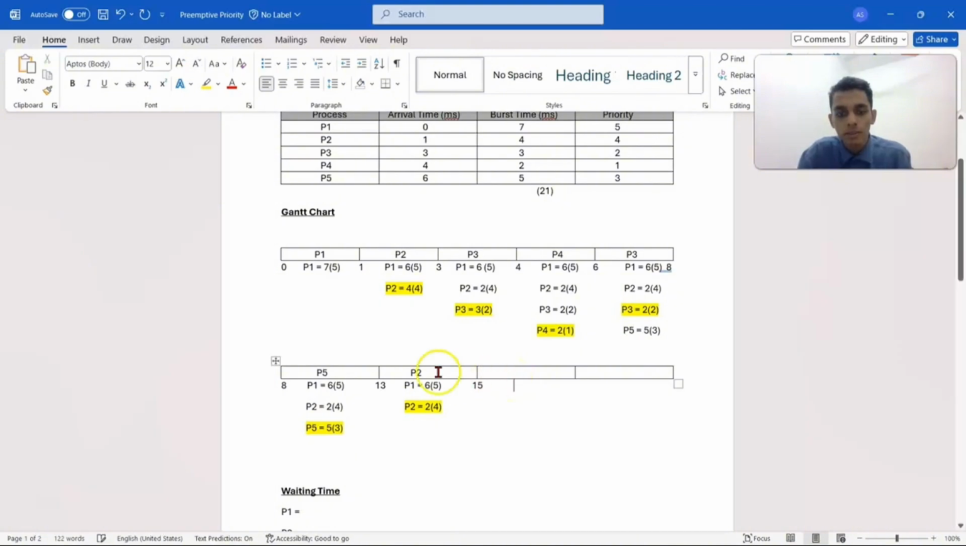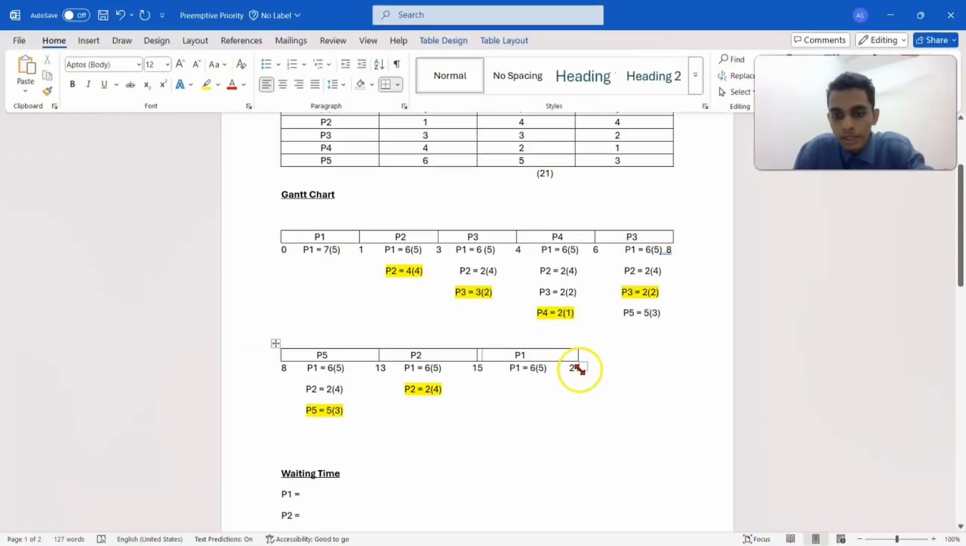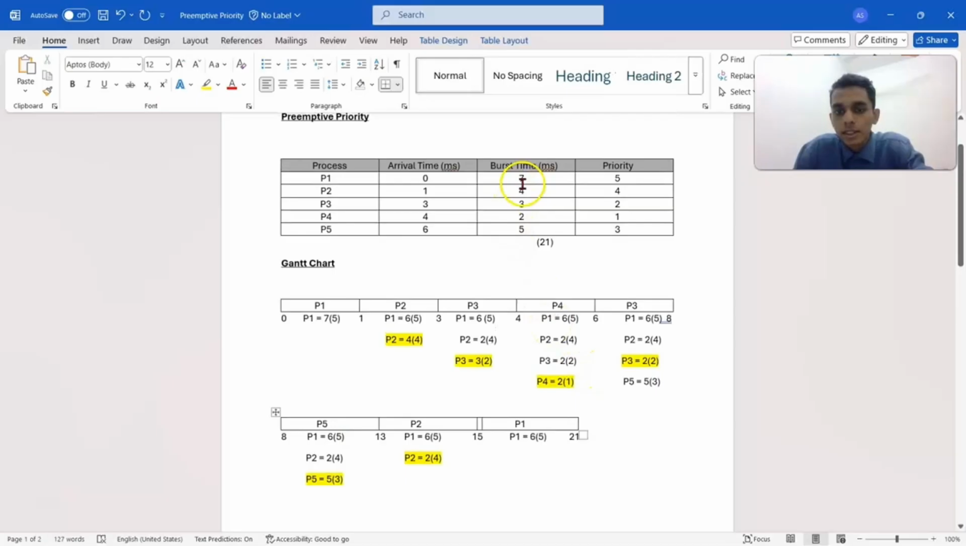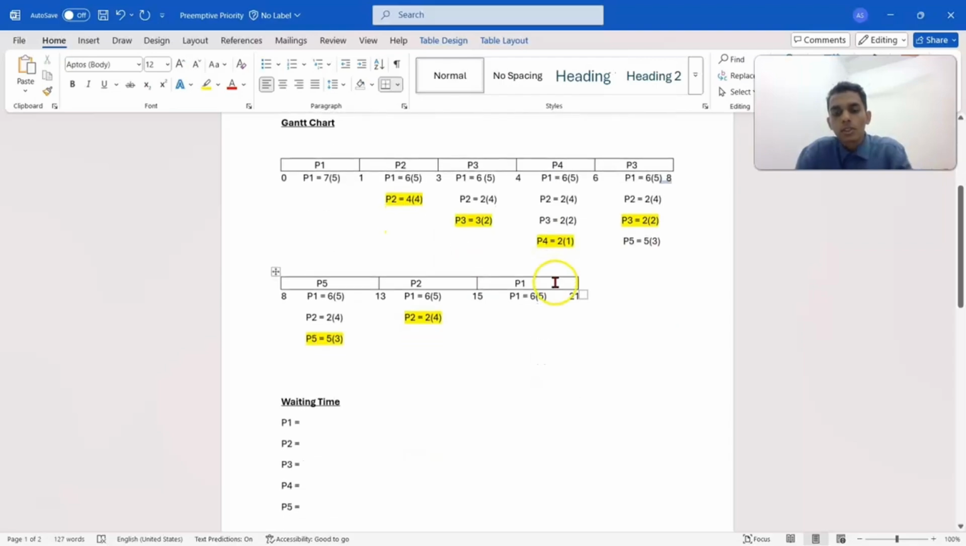And finally, we only have one process left in our ready queue, which will be P1. We'll include that here. And we'll let P1 run till the end of its burst time, which will end at 15 plus 6, which is 21. The Gantt chart ends at 21 milliseconds, which is the same as the calculated total burst time for all processes, which is also 21 milliseconds. This is a way to ensure that your Gantt chart is done properly.